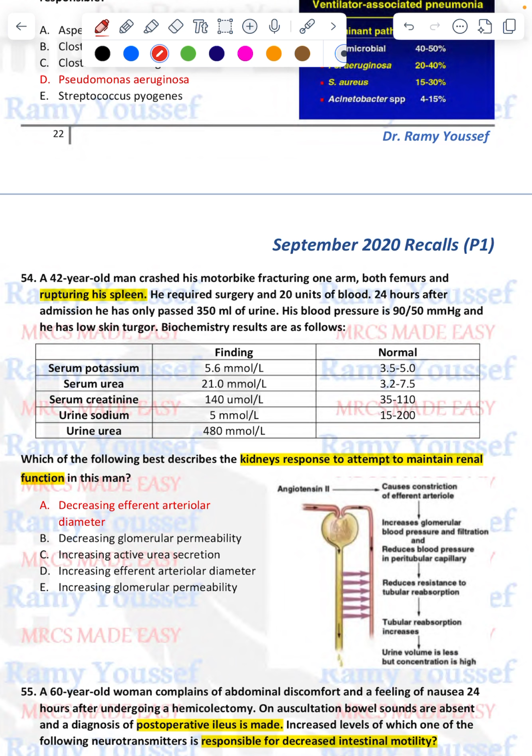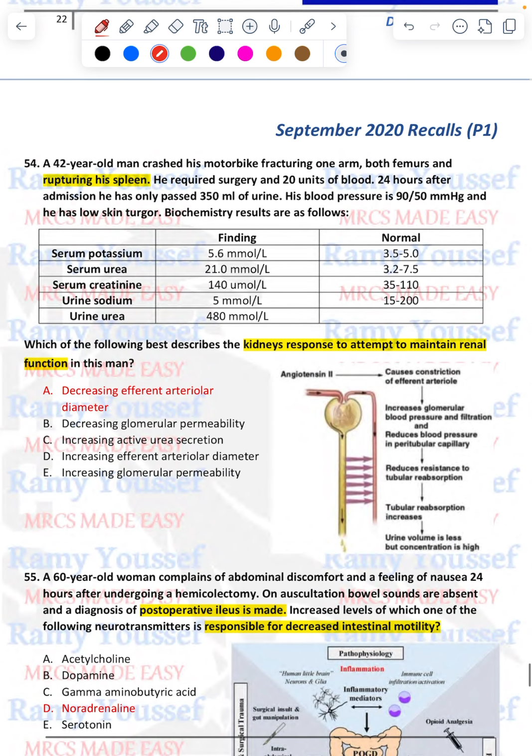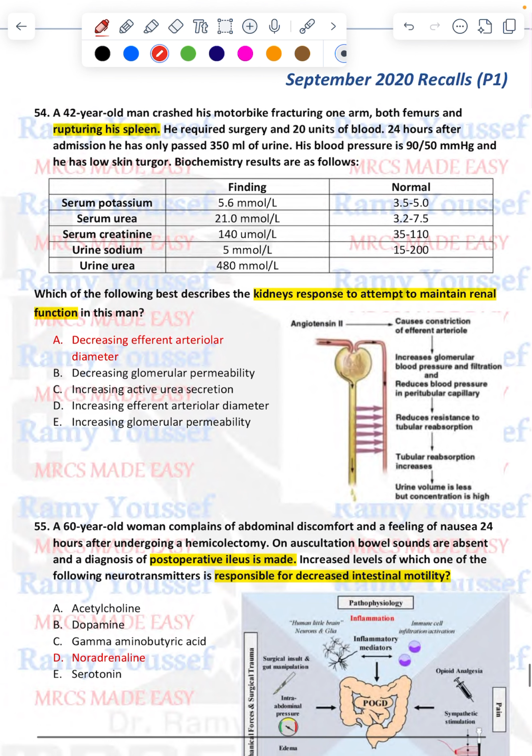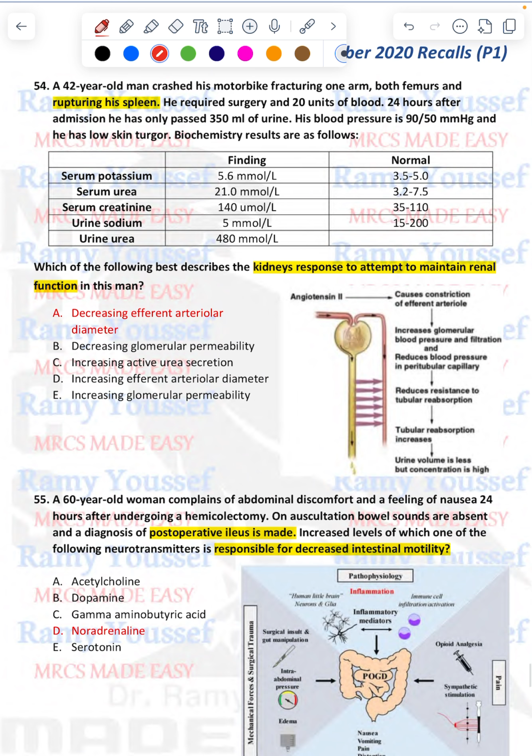Now, intestinal motility is controlled by sympathetic and parasympathetic systems. Parasympathetic causes motility and sympathetic causes the opposite. So acetylcholine causes motility, and if it decreases, motility decreases. Abdominal discomfort is there, on auscultation bowel sounds are absent, so paralytic postoperative ileus is there. Acetylcholine is going to cause motility and sympathetic is going to decrease the motility.